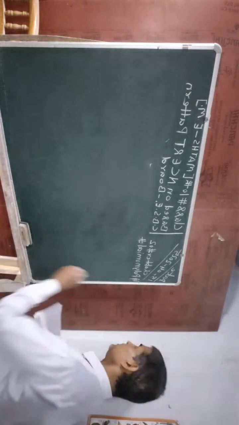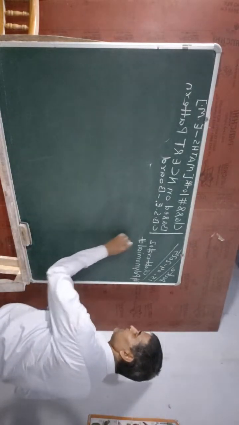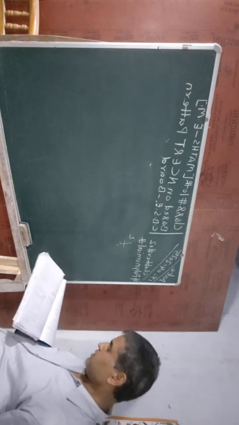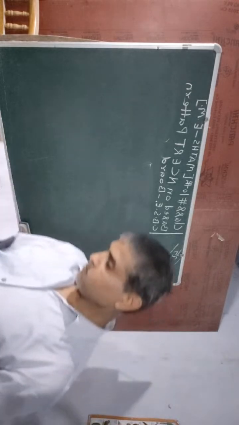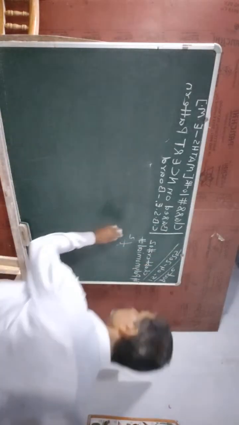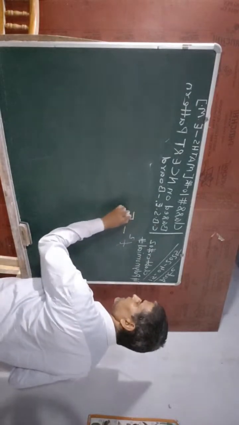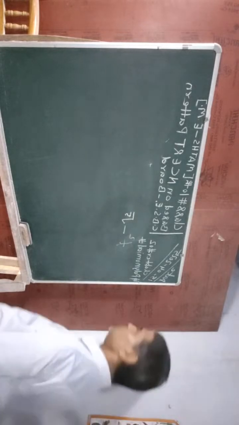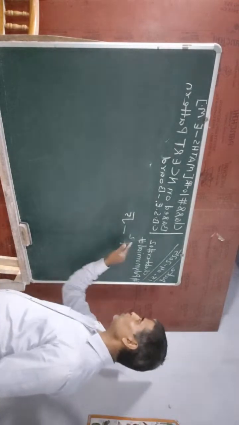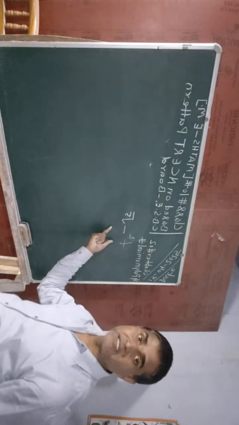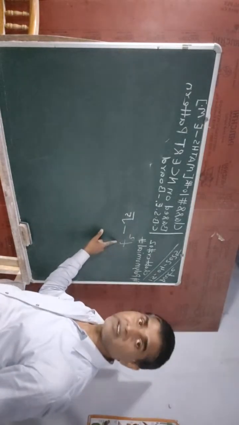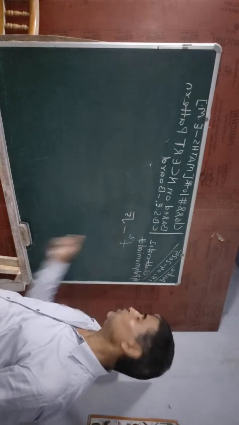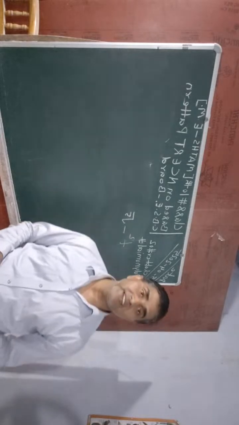Okay students, now one polynomial is given, that is t square minus root 5. You find its zero values. This polynomial has maximum degree 2, which means that this is a quadratic polynomial, so we have to find its zeros.